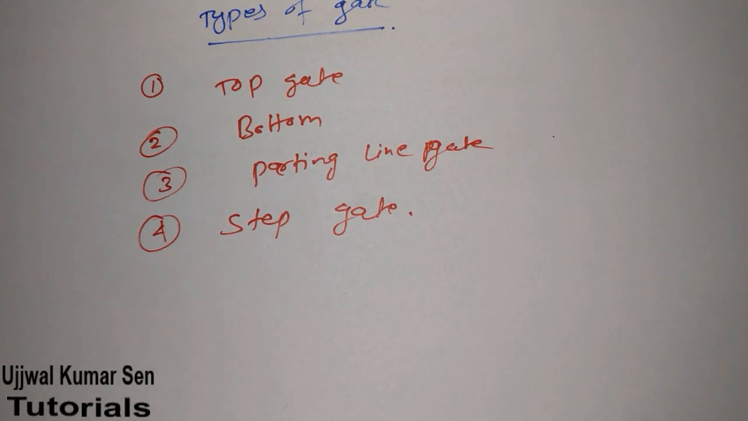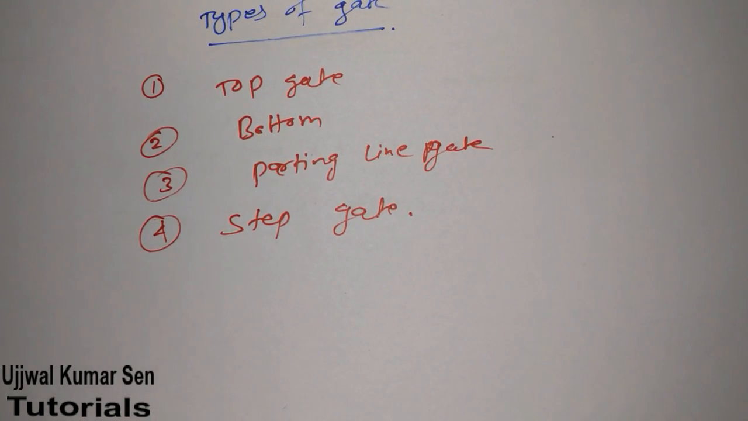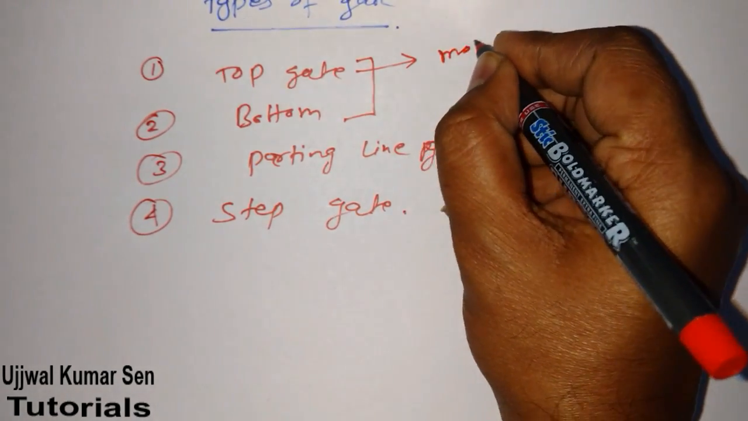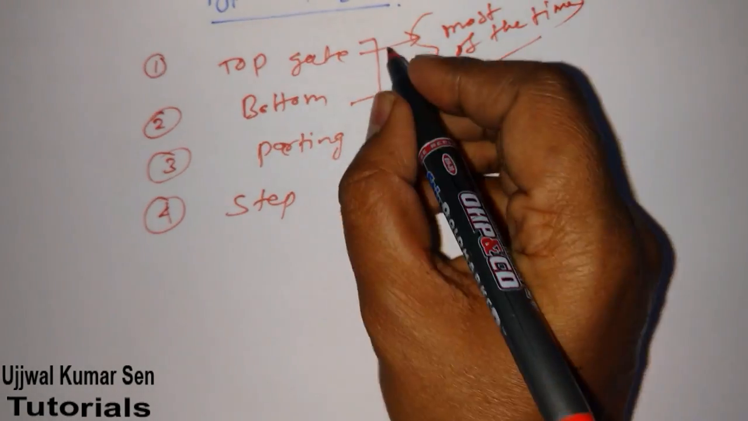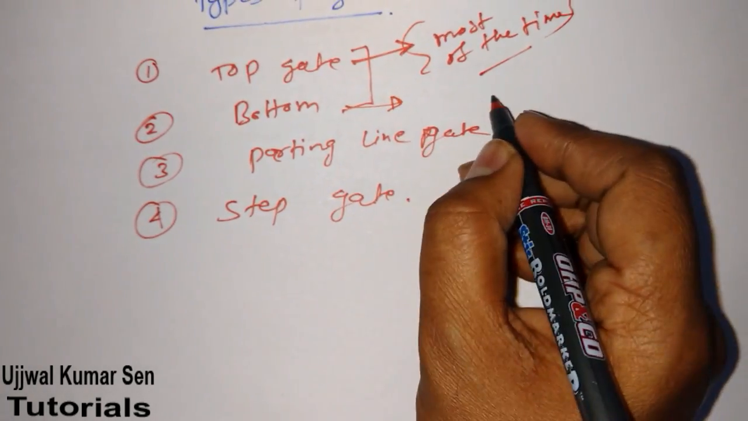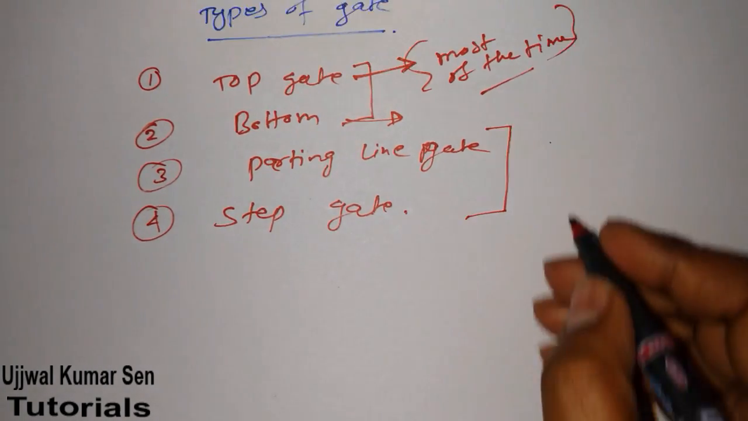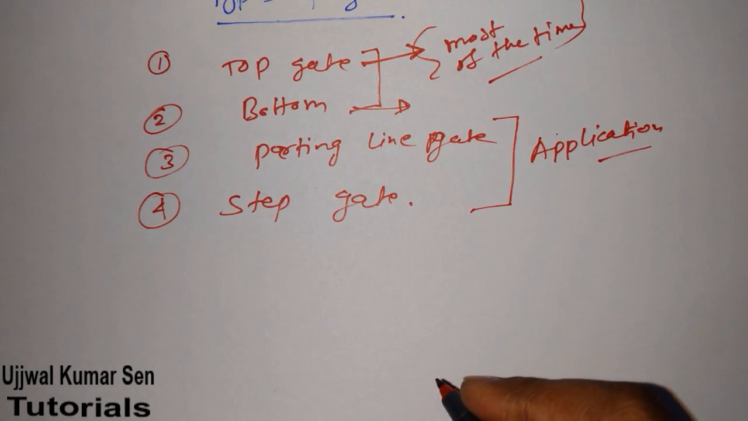Now I'm going to share with you what this gate is about and what you need to remember if you want to have the basic concept. For the numerical point of view, from this top gate I have seen most of the time they have questions. But bottom gate is also important because it has a few formulas too, just like top gate. And for parting line and stab gate, they will probably ask you only the application, nothing else. So don't get confused in that.